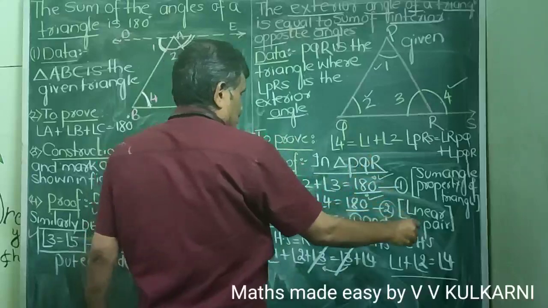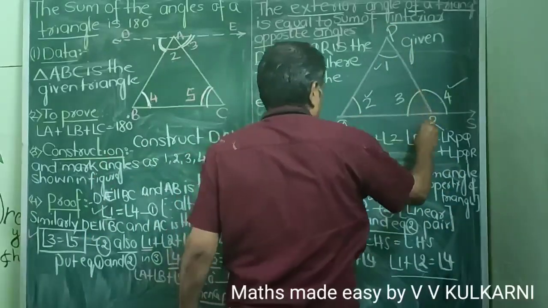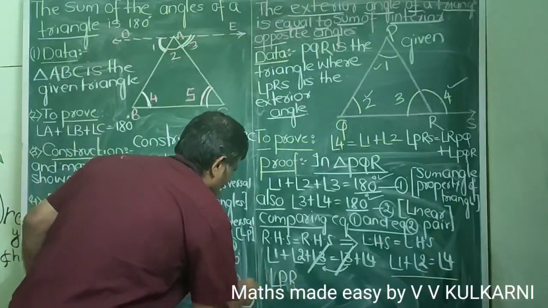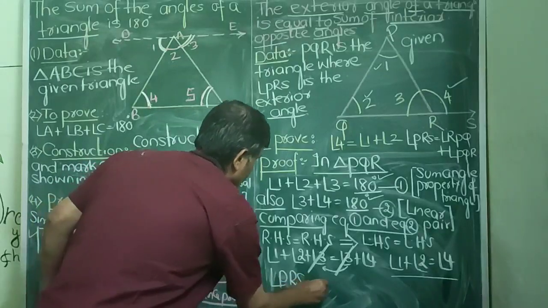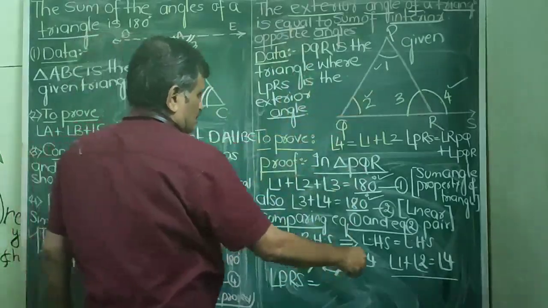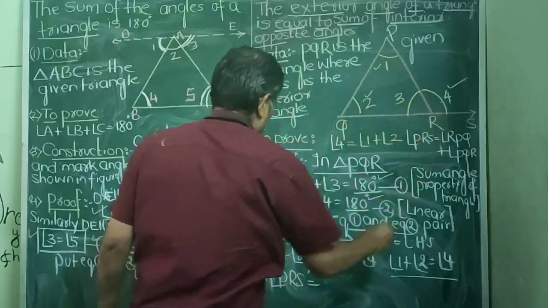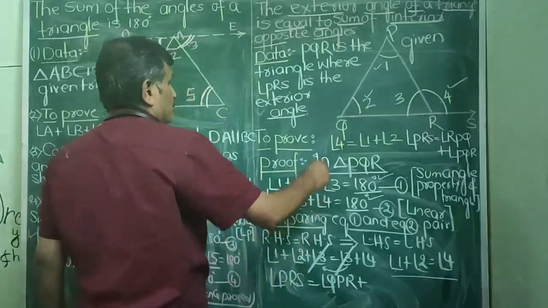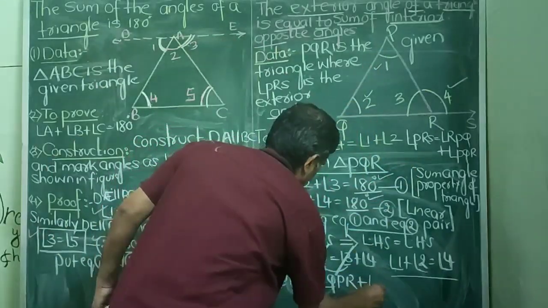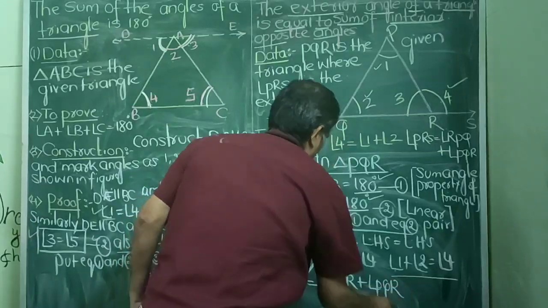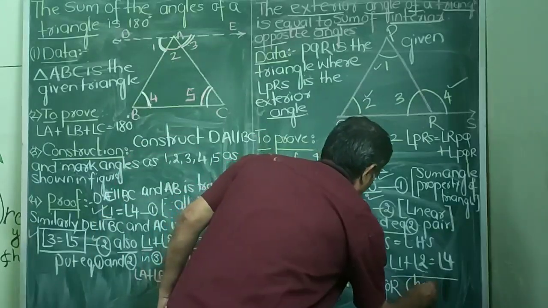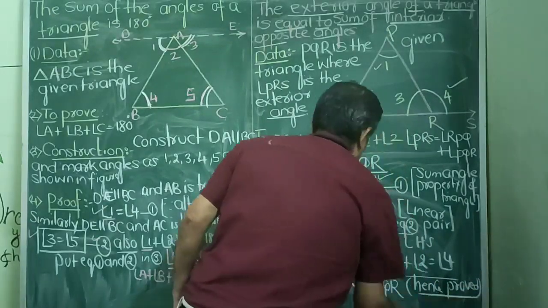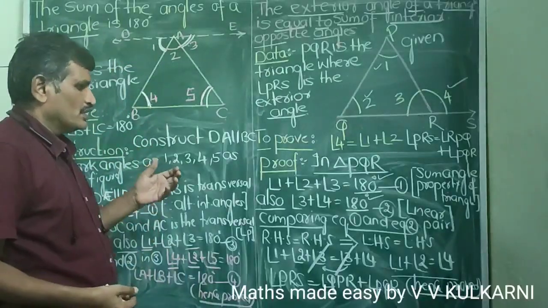Otherwise, instead of writing angle 4, you can write angle PRS. Instead of writing angle 1, you can write angle QPR, and angle 2 means PQR. So angle PRS is equal to angle QPR plus angle PQR. So what I can say here is, hence I have proved the theorem. Hence proved.